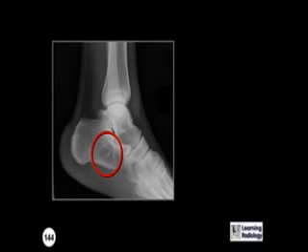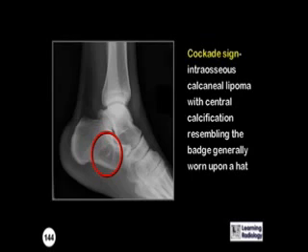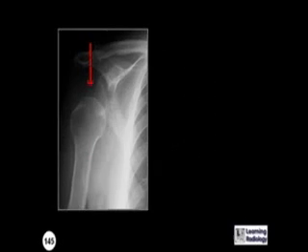This is the cockade sign, which occurs in intraosseous calcaneal lipomas with central calcifications, resembling the badge generally worn upon a hat. What's the name of this sign?